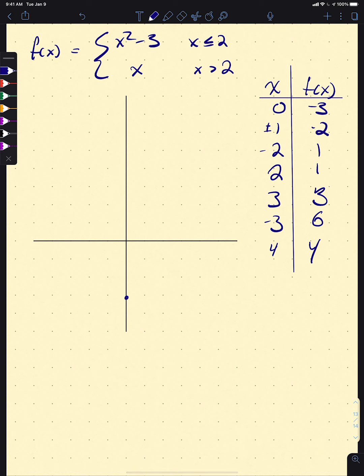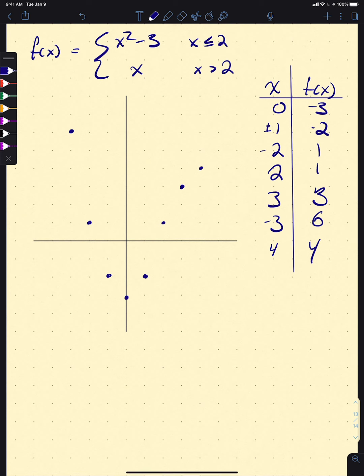So we know 0, negative 3 is on it. We know that at plus and minus 1, we're at negative 2. And we know that at plus and minus 2, we're at 1. Okay. At negative 3, we're at positive 6. So 1, 2, 3, 4, 5, 6. But at positive 3, we're at 3, which is there. Positive 4, we're at 4, and so on.